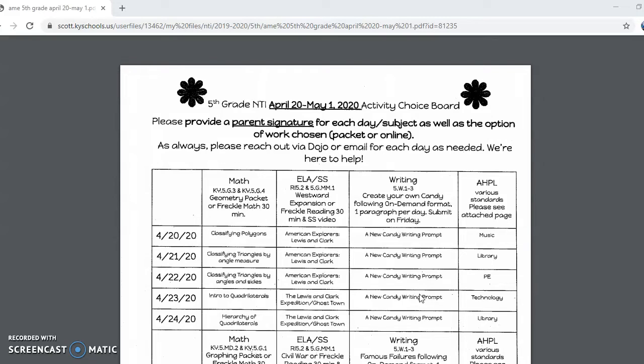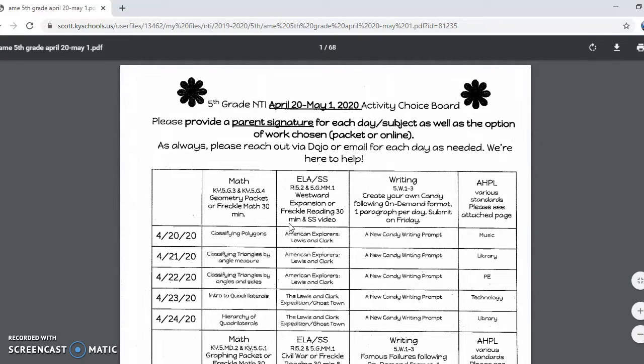Good morning. Today is April 21st, and today we are looking at classifying triangles by angle measure, more about Lewis and Clark, working on that candy writing prompt again, and then your apple of the day is library. If you choose to do the paper options, that's what you'll be doing. Otherwise, you can read above to see what the digital options are.